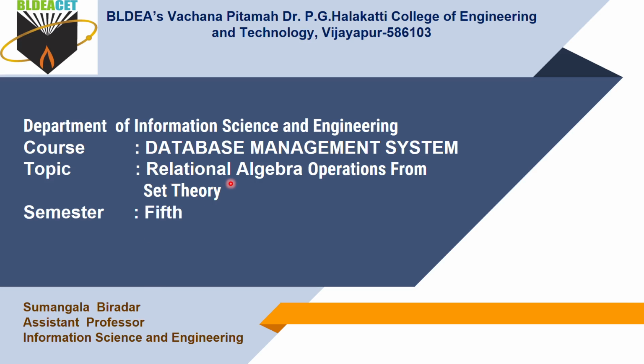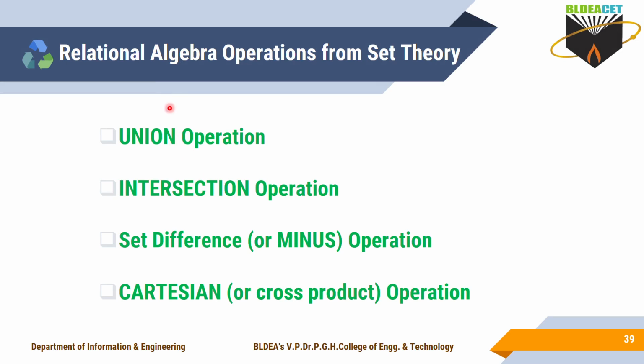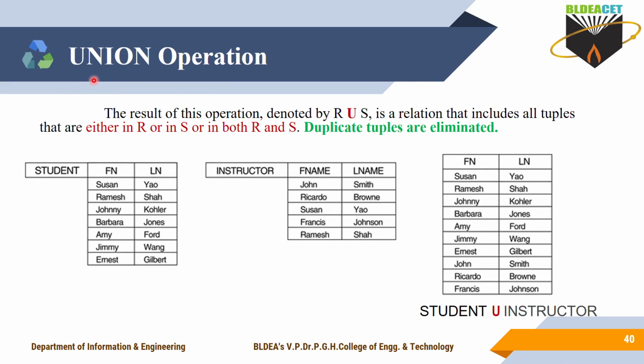In the previous video we discussed relational algebra operations, that is the unary operations select, project and rename. Now in this video let's see the relational algebra operations from set theory. In set theory you already know what the union operation, intersection operation, set difference or minus operation, and Cartesian or cross product operation are. But according to relational algebra, how these operations work, let's see. First we'll see the union operation.